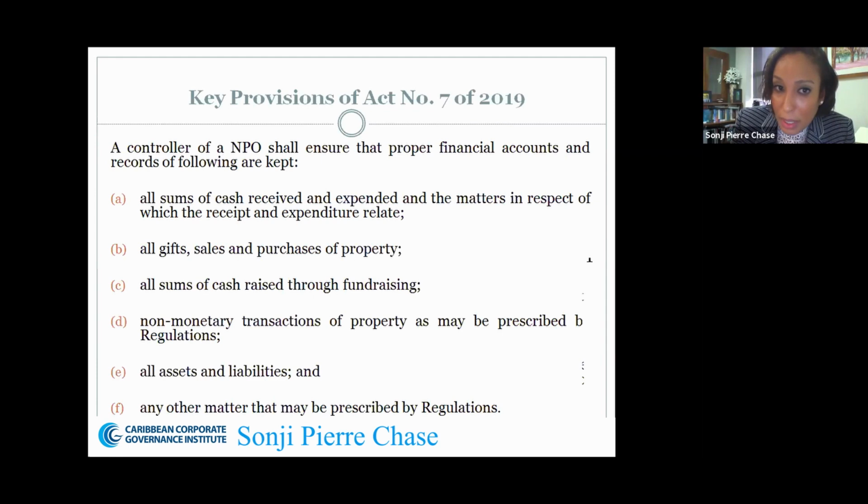So the controller of the NPO must ensure that financial accounts and records are kept of all of the cash received, all of the gifts it receives, all of the sums it raised from fundraising activities, any monetary transactions, all the assets and liabilities of the NPO, and any other matter that they may prescribe by the regulations.